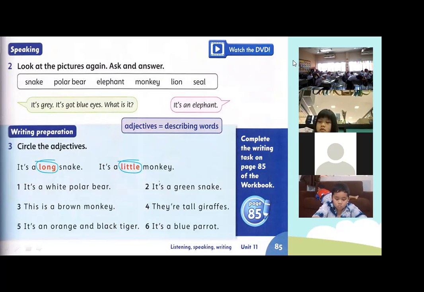It's a white polar bear. What is the adjective? What tells you about it? Big. Is it big? You see big here? No. Polar bear is a name. So it's not an adjective. So white. So we're going to circle white. White is our adjective. Very good. Okay, circle white.